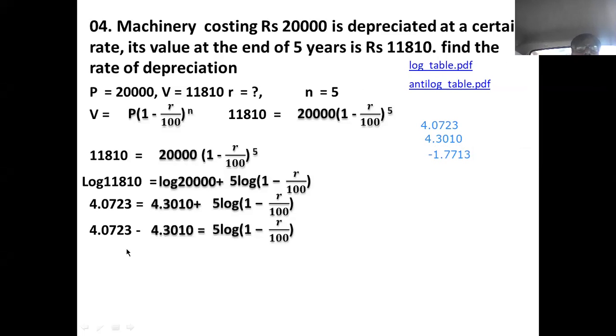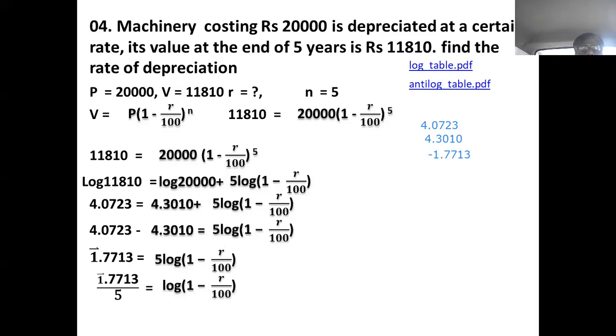So its value is bar 1.7713 is equal to 5 log 1 minus r by 100. Then you take this 5 to this side. That comes in the denominator. Bar 1.7713 divided by 5 is equal to log 1 minus r by 100. You have to divide this number. How to divide it?